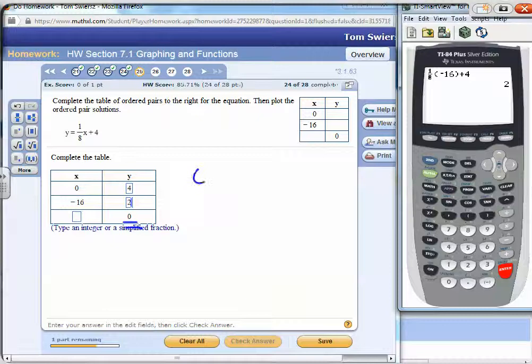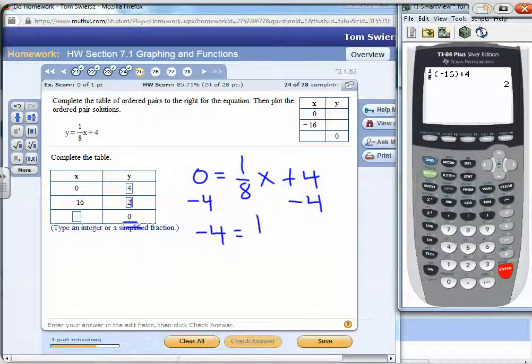So we put in 0 for y. It's equal to 1/8 x plus 4. Now, we got to solve for x. We would subtract 4 from both sides to get rid of that plus 4. 0 minus 4 on the left side is a negative 4. Negative 4 is equal to 1/8 times x. These cancel to give us 0.